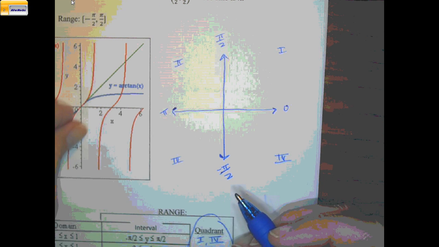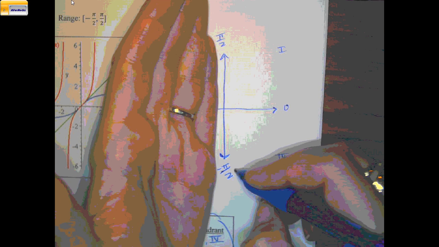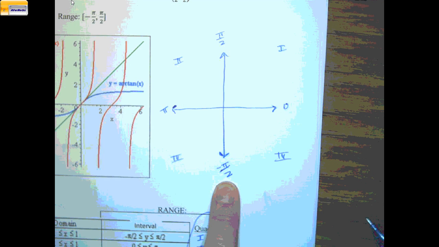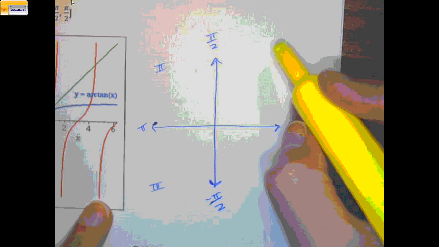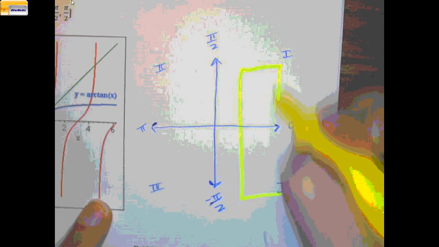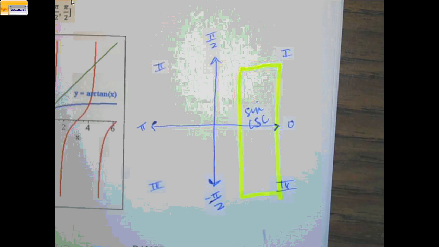Because all of those graphs I showed you, those ranges actually, are all limited. They're limited so that they're either between negative pi over 2 and pi over 2, or between 0 and pi. So that's why we don't call this 3 pi over 2, because it messes with the graph. So now, 1 and 4 is going to be sine and cosecant. 1 and 2 is cosine and secant.